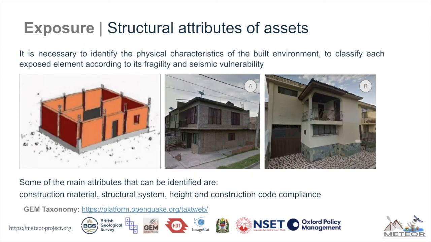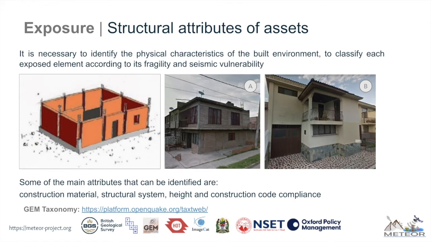It is also necessary to identify the physical characteristics of the exposed elements, to be able to classify them according to their fragility and seismic vulnerability. Among the main physical attributes that must be identified are the construction material, the structural system, the height or number of floors, and the construction method. The structural attributes are considered essential since the damage or loss that an exposed element may suffer is a function of its physical and constructive state.